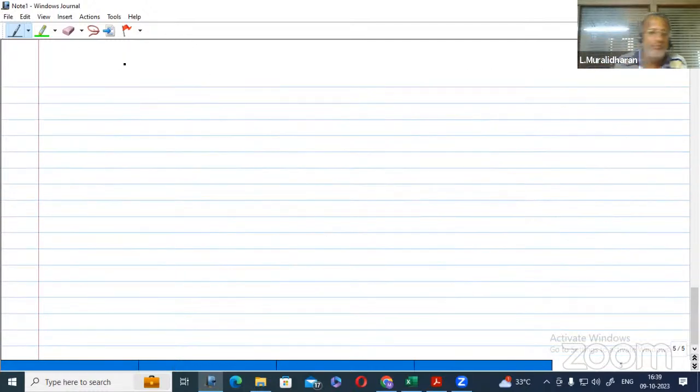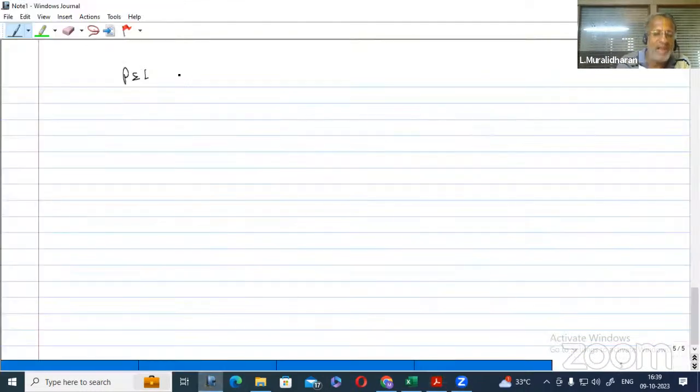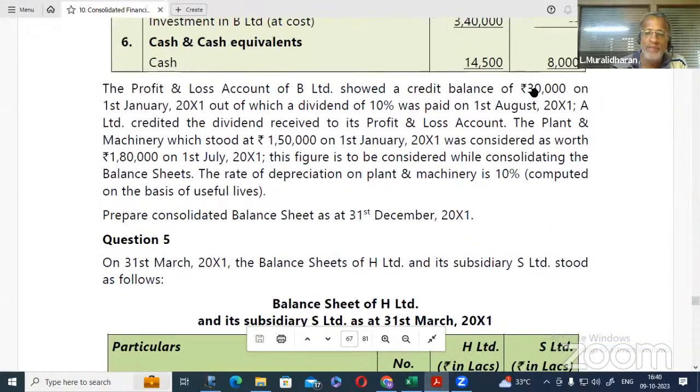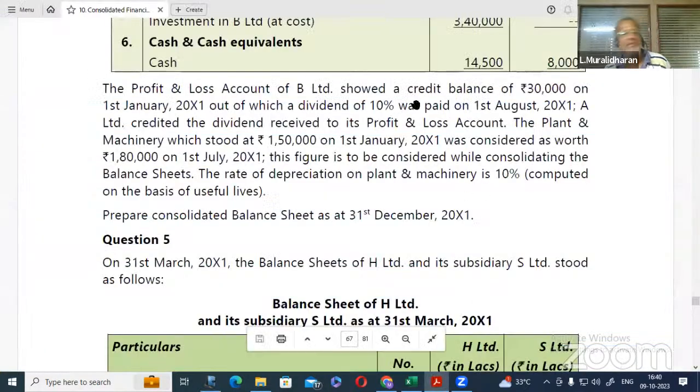The next, profit and loss account. In profit and loss account, how much is the figure that they are having? 82,000 is what you find at the end. And you have the opening balance. They were mentioning that they had 30,000, out of which a 10% dividend of 20,000 was declared. So no problem. But which year's dividend got declared? Naturally, one year's profit they will ascertain only in the following year, and that year's dividend will be declared only in the following year.